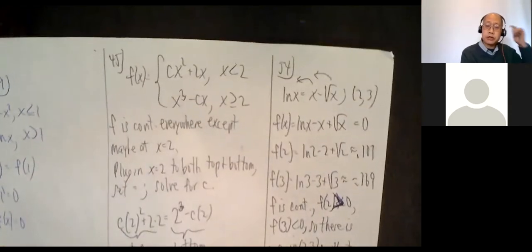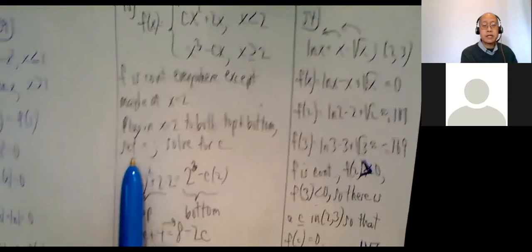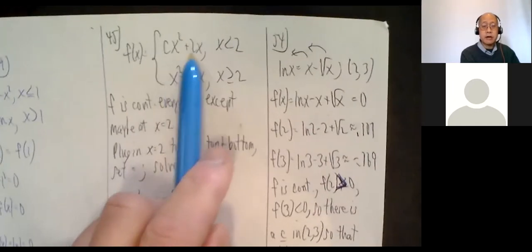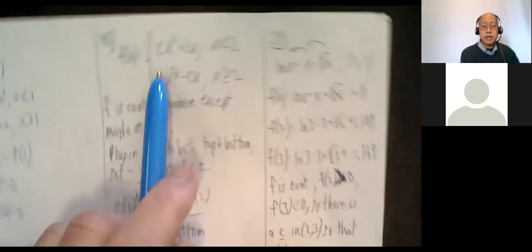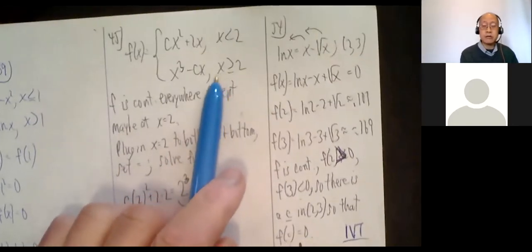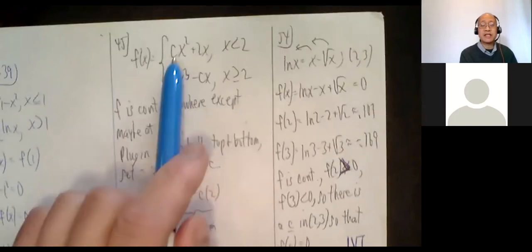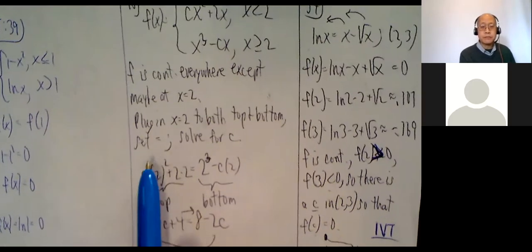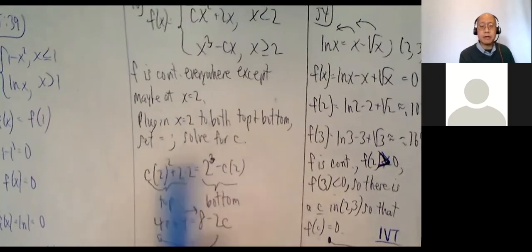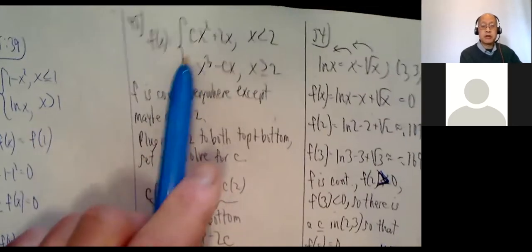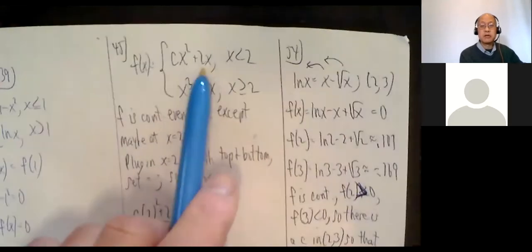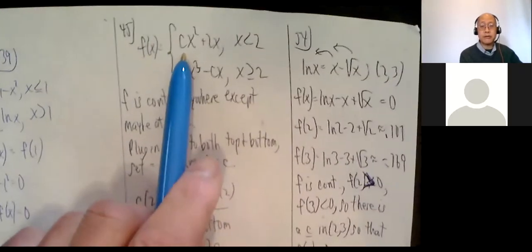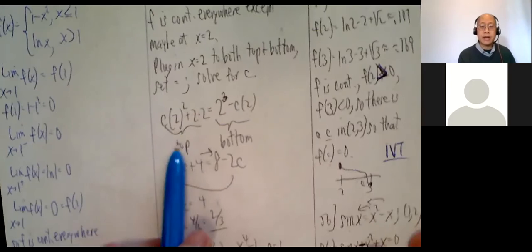So what do I do? I plug in 2 to both the top and the bottom and set them equal. Put a 2 everywhere you see x. If the function is continuous at x equals 2, it's already continuous everywhere else. If it's going to be continuous at x equals 2, I have to get the same value here as here. So plug in x equals 2 to both the top and the bottom, set them equal, and solve for c. So c times 2 squared plus 2 times 2 equals 2 cubed minus c times 2. That's the top and that's the bottom.